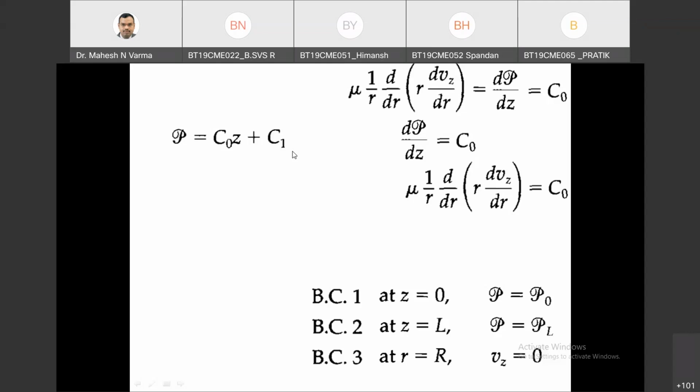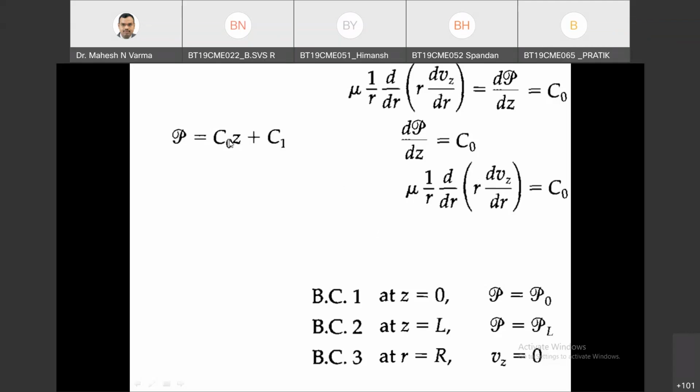Sir, C1 will be P naught. And C0 will be? C0 will be P minus P naught by L. So C naught is PL minus P naught by L.